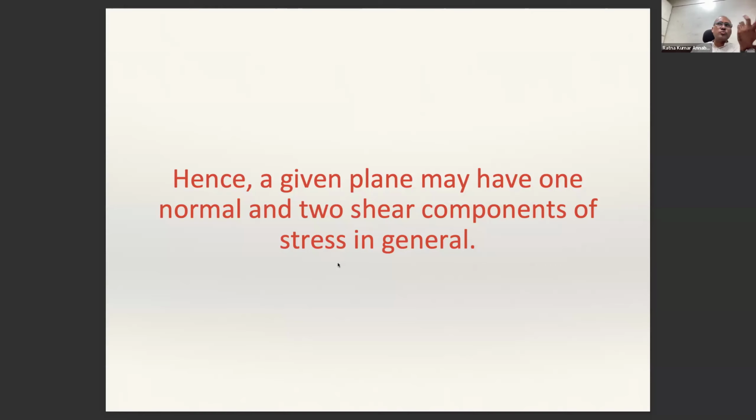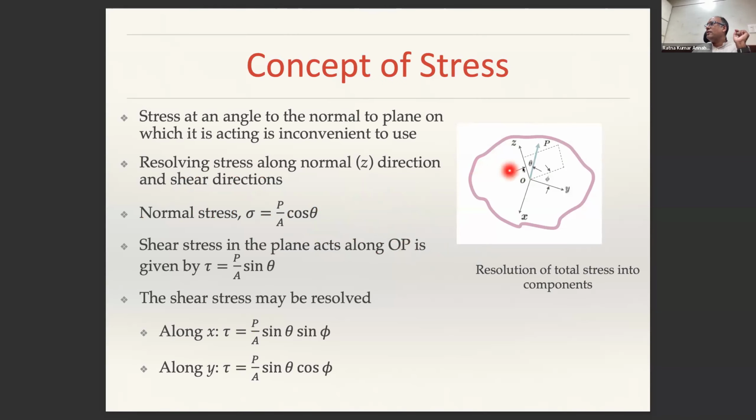Initially we said stress is force per unit area, but because the force is not necessarily in the direction of the normal to the surface, in general it is inclined at an angle to the normal. Let us say this angle with the normal to the surface is theta. Then the normal stress is P by A cos theta, and shear stress will be P by A sin theta. P by A sin theta is along this line, and P by A cos theta is along this line, and P by A sin theta is now in the plane, oriented at an angle phi with respect to the y axis.